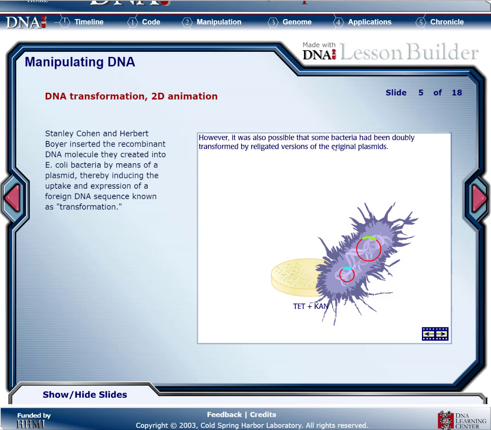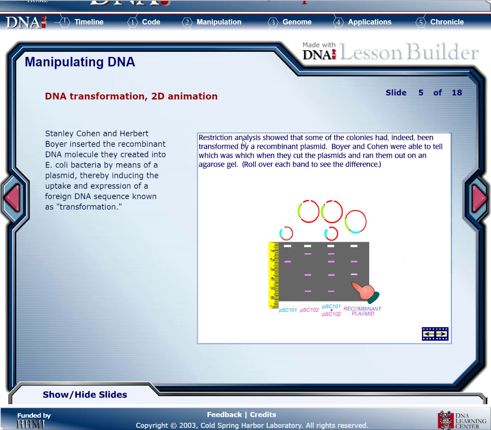However, it is also possible that some bacteria had been doubly transformed by religated versions of the original plasmids. Okay, so this is the original plasmid without the recombined DNA. And restriction analysis showed that some of the colonies had indeed been transformed by recombinant plasmid. Boyer and Cohen were able to tell which was which when they cut the plasmids and ran them out on an agarose gel. Roll over each band to see the difference.